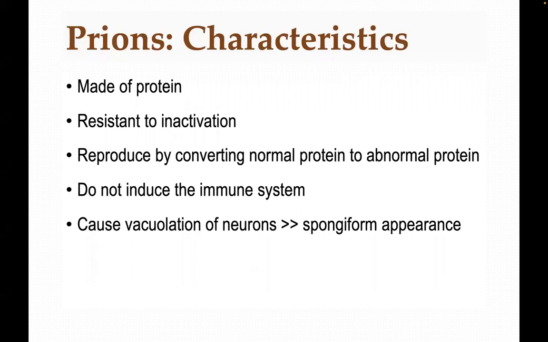Then they cause vacuolation of neurons. In this case, this is their pathogenesis, how they are pathogenic to the neurons. They cause vacuolation because once they recruit newer proteins to be abnormal, that becomes neurotoxic to neurons and ends up killing those neurons. And this gives a sponge-like appearance of the brain. We'll see that in the next few slides. So this was just to give you an overview of what prions are and what their characteristics are.